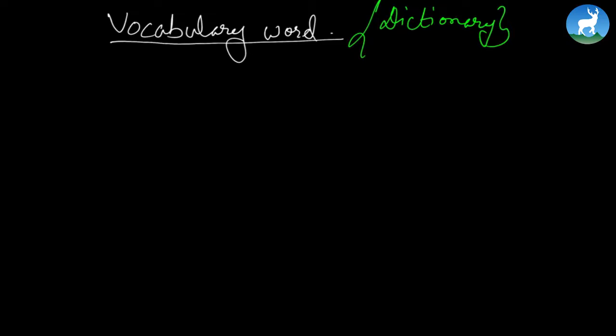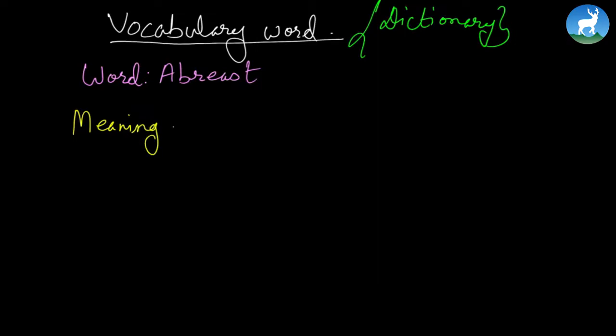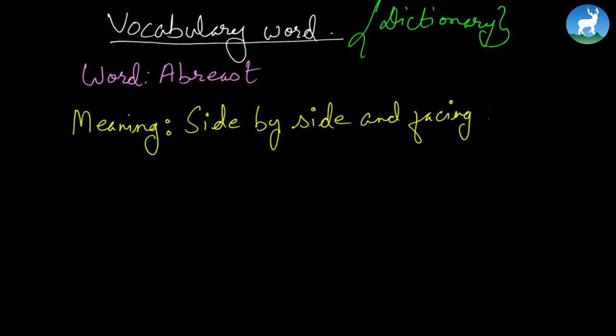Now, let's say when we read the passage, there was this word. So we write here: word, and the word was abreast. Abreast. Of course, you've got to find its meaning in the dictionary, and I'm sure you all know how to find words in the dictionary. Now, if you look at the dictionary, its meaning will be side by side and facing forward. All right, side by side and facing forward.